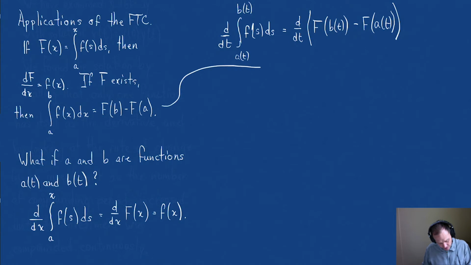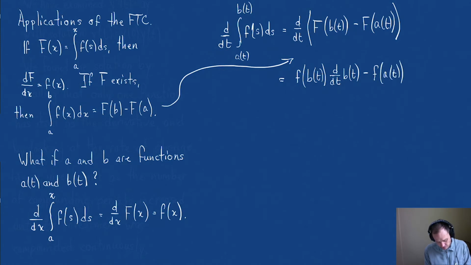Now when we take the derivative, the derivative of capital F is lowercase f. We already know that. So now we have f of b of t. But remember, this is a composition of functions, so the chain rule says we still need to take the derivative with respect to t of b of t. And when we take the derivative of capital F of a of t, we're going to get minus lowercase f of a of t times the derivative with respect to t of a of t.